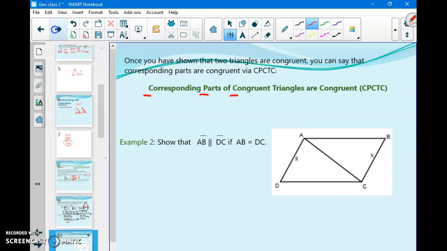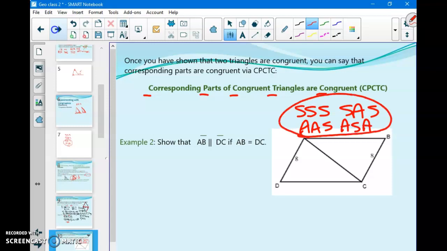Corresponding parts of congruent triangles are congruent. Okay? So CPCTC, once the triangles are congruent, because you're going to be using the three-letter shortcuts: side, side, side; side, angle, side; angle, side, angle. These are shortcuts. Those are only three things that you have to show. How many parts are there to triangles? Well, there's three sides and three angles, so there's 6 parts. Once we use these shortcuts, we get all 6 parts.